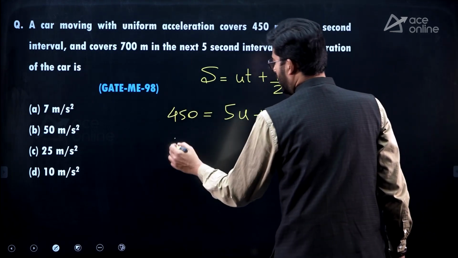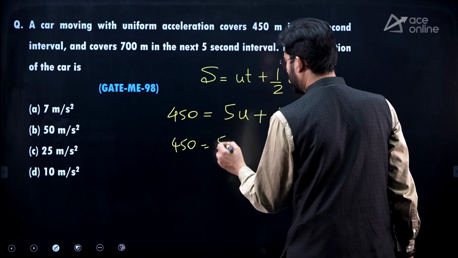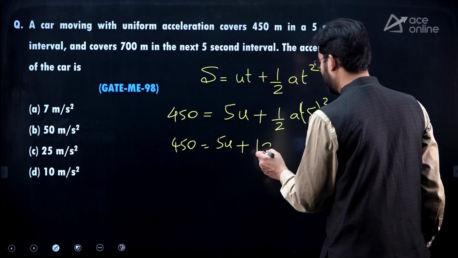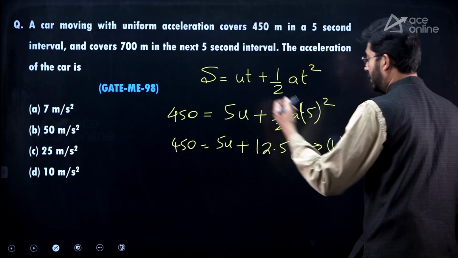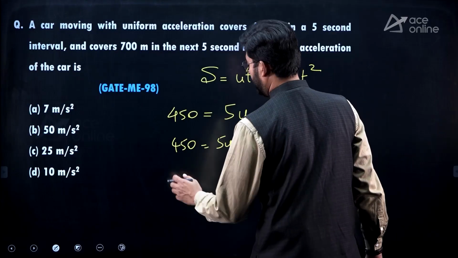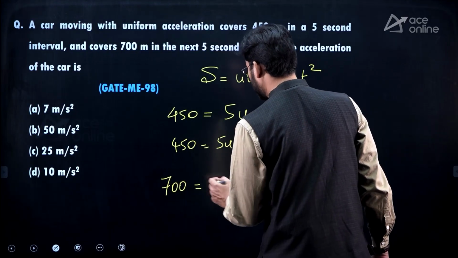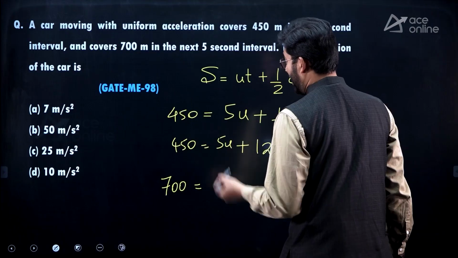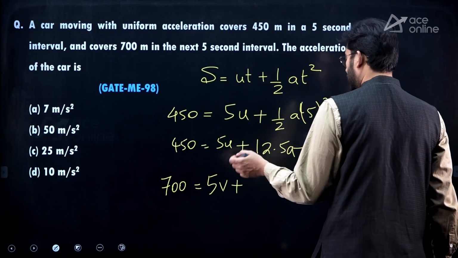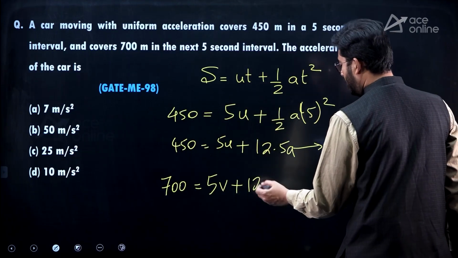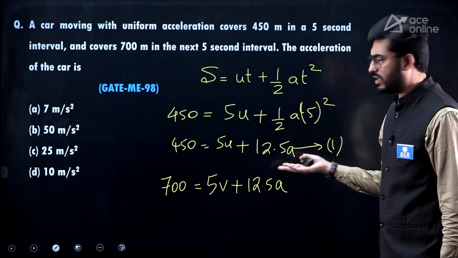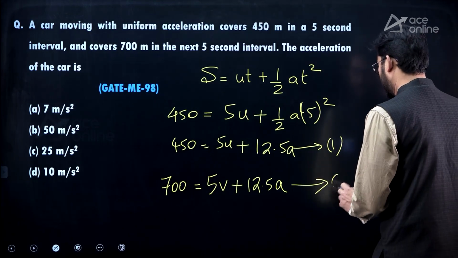So this will be 450 equal to 5u plus 1 by 2 times 5 square, that is 12.5 times a. So this will be equation A. And in the second case, the velocity will not be the same. When it is covering 700 meters in a time span of 5 seconds, the velocity will be v instead, and the same acceleration is there. So 700 equals 5v plus 1 by 2 times a into 5 square, which is again 12.5 times a.